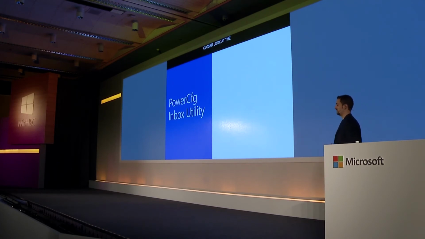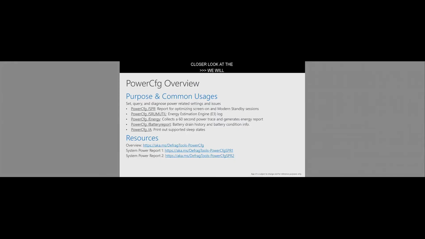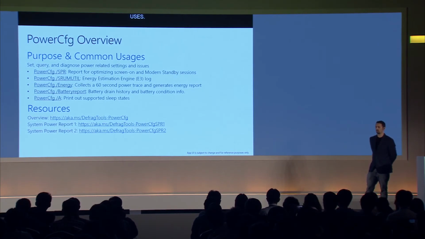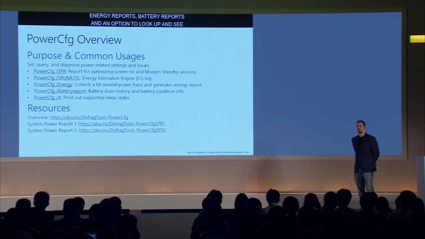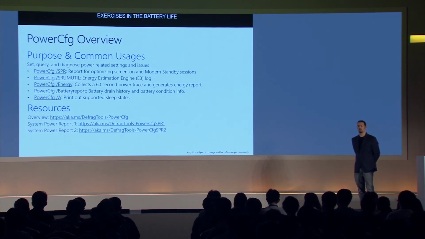We'll start with the inbox utility called PowerCFG. PowerCFG is used for setting, querying, and diagnosing power-related settings and issues. This slide contains a list of common usages, including System Power Report, SRUMUtil, which is the E3 log, energy reports, battery reports, and an option to look up which sleep states your system supports. In addition to the resources listed here, there are several exercises in the Battery Life Lab that we'll walk through tomorrow regarding all these different PowerCFG commands and how to look at the logs that they generate.